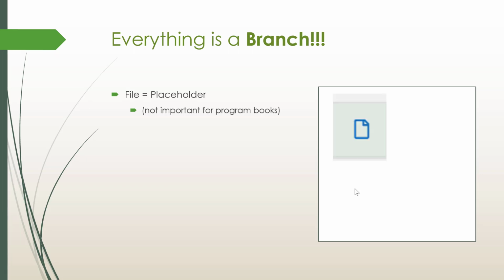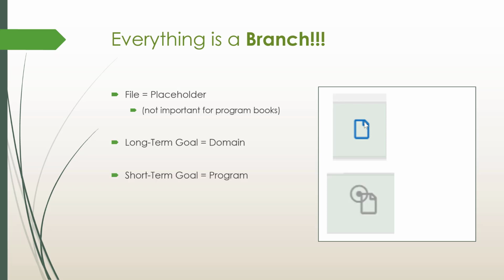There's something in Central Reach that you might see. It looks like a file, a document, as you can see over here. That is a file placeholder, and honestly, it is not important for our program books. That's something that you can just overlook. It was something that was implemented a while back and is no longer needed. So we're just going to ignore that for the purposes of learning how to navigate Central Reach program books.